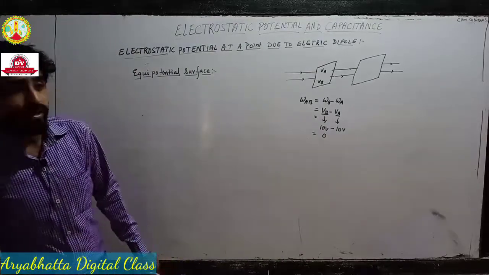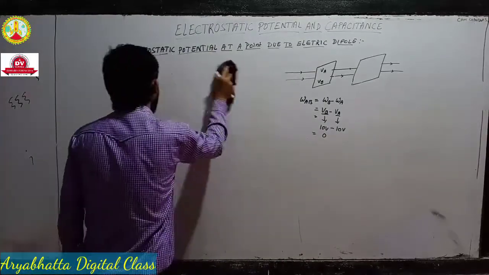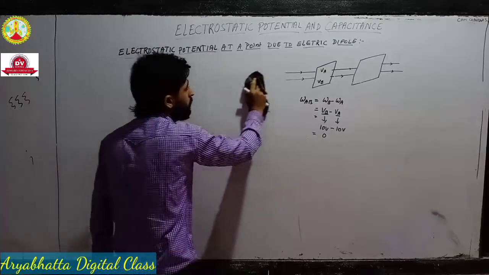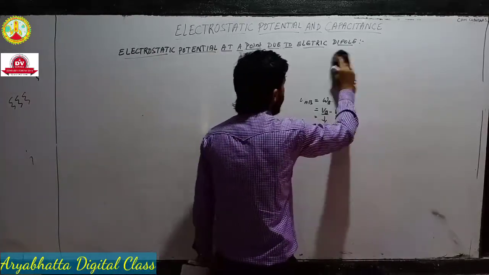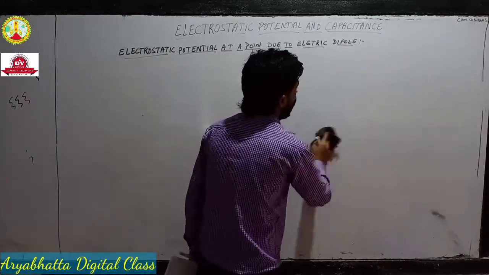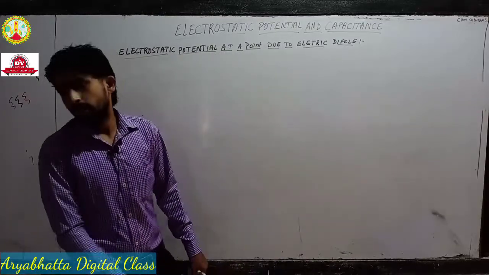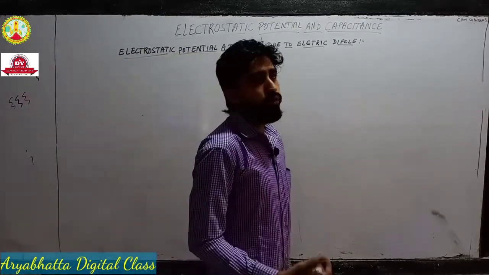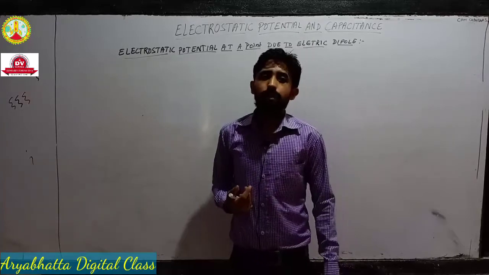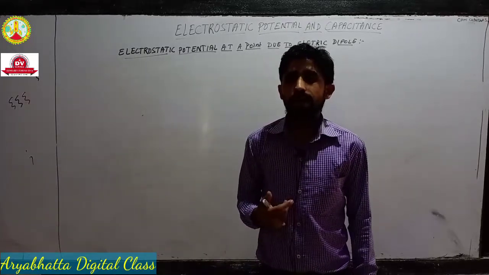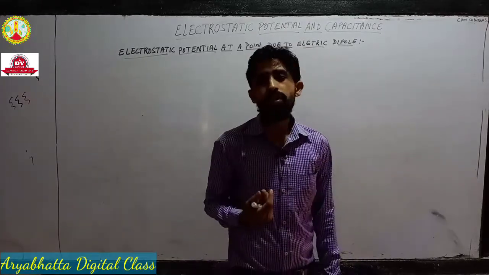That is the relation between electric field and electric potential. Next topic will be the relation between electric field and electric potential. This can be formed only on an equipotential surface. We will find it with the help of an equipotential surface.